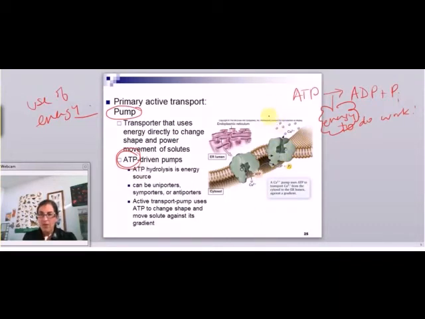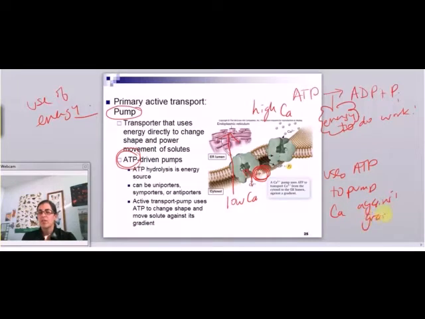So on this side of the membrane, I have low calcium. On this side, I have high calcium. But the cell wants to move calcium from here to here. And so that's moving against the gradient, that's pushing it uphill. So it will take the calcium, load it into the carrier protein, and then move it to the other side. But in order to make that movement, it's going to have to burn fuel. And so it uses ATP. So it's pumping calcium against the gradient from low to high concentration.